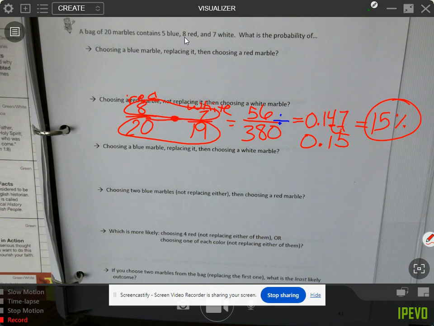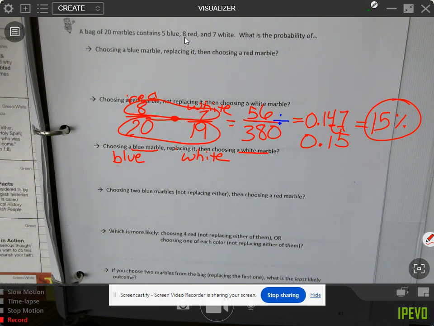Choosing a blue marble, replacing it, then choosing a white marble. What's my first step? What's the first step I have to do? I need to figure out what my events are to find their probability. So I'm choosing a blue marble, and I'm choosing a white marble. So what are my fractions for the blue marble, replacing it, and then my white marble?